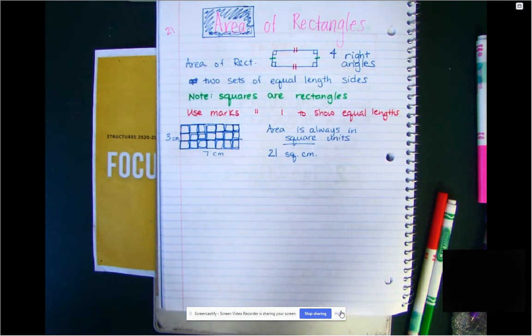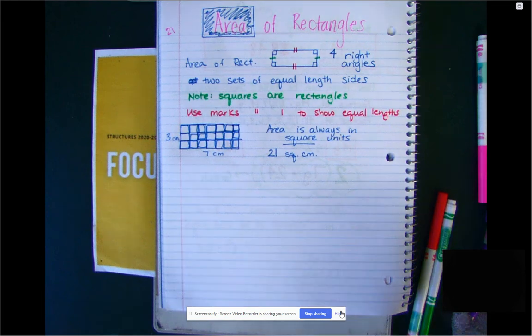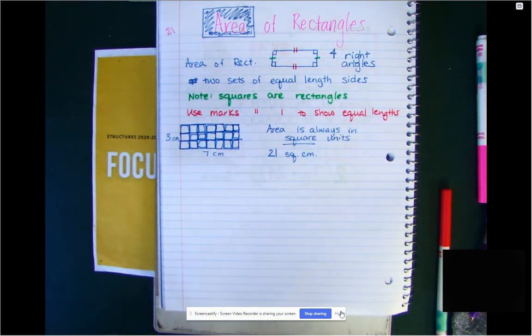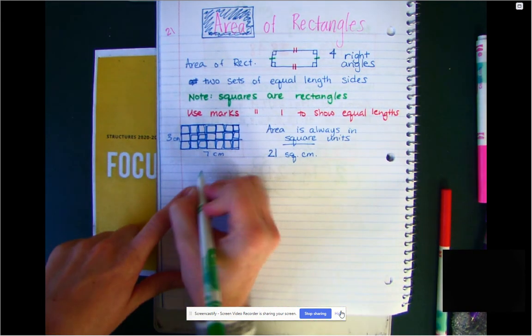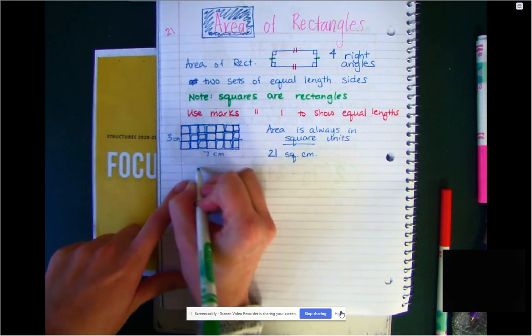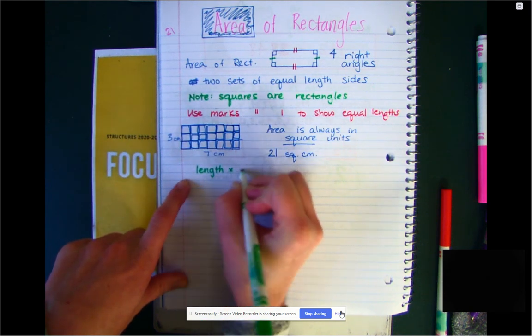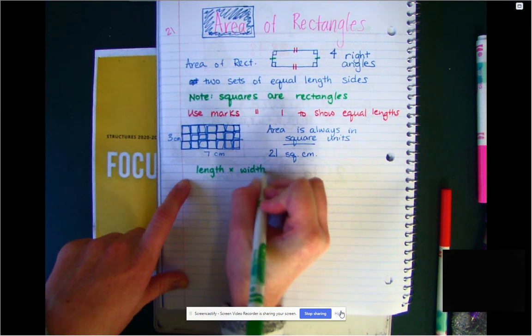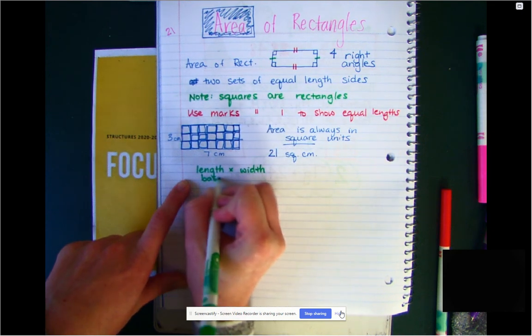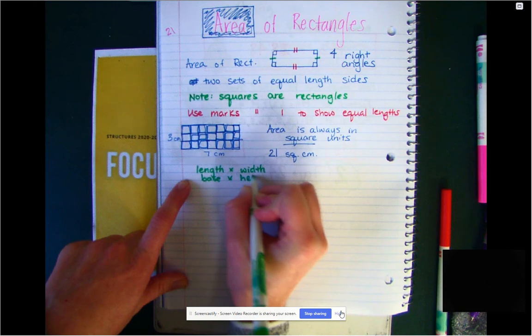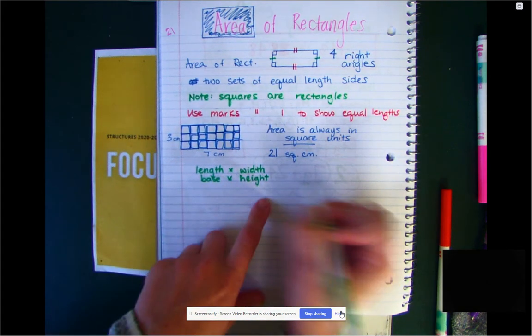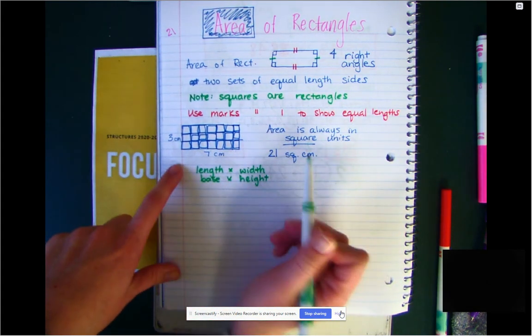Okay? Now, in a world where I don't want to have to draw that in and color all that, the shortcut to finding the area of rectangles is to do the length times the width. You might also see this written as base times height. What's important is we're using 2 different side lengths.